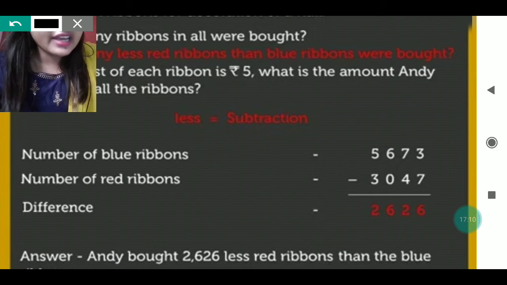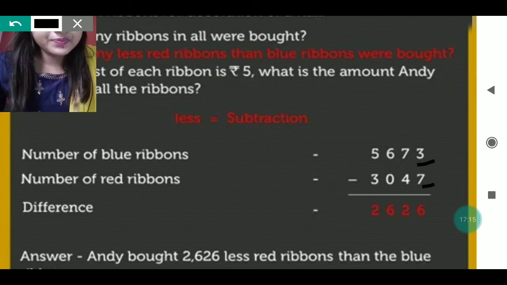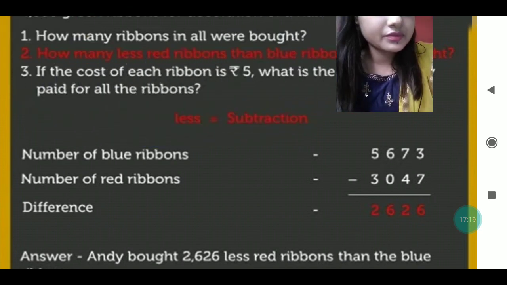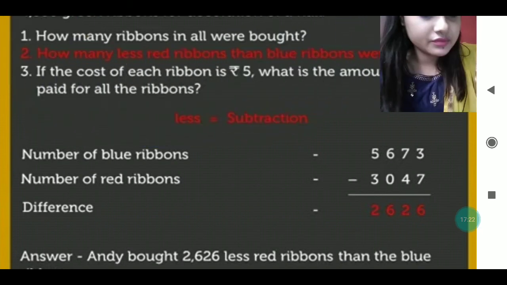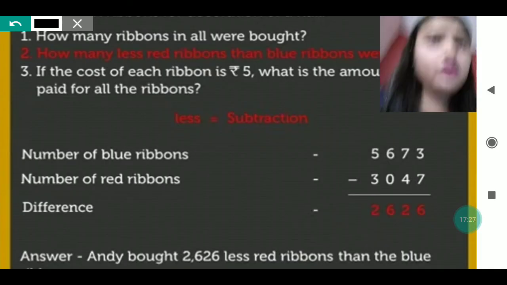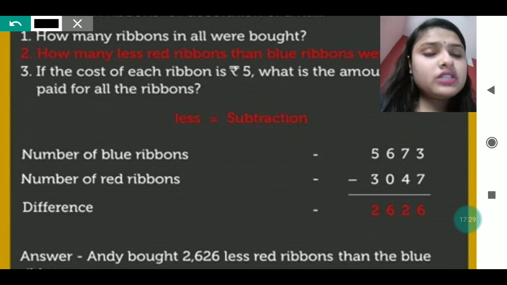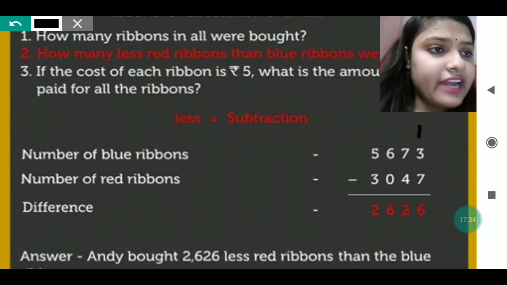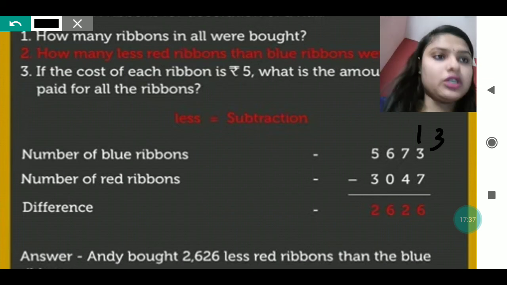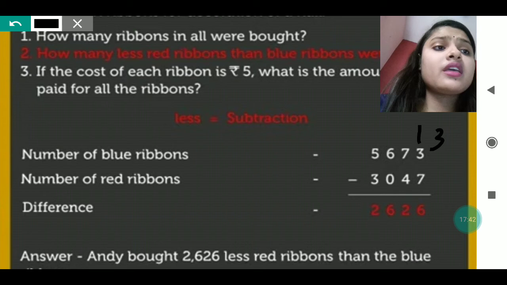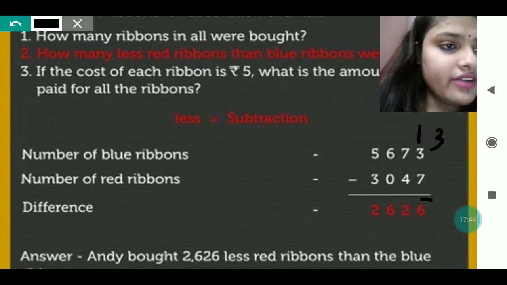Here 3 is written, here 7 is written. It is not possible to do this subtraction. What will we do in that case? We will take a carry. It will be 13. 13 minus 7 is possible, 13 is greater than 7. So 13 minus 7 will be 6. 6 we will write here.